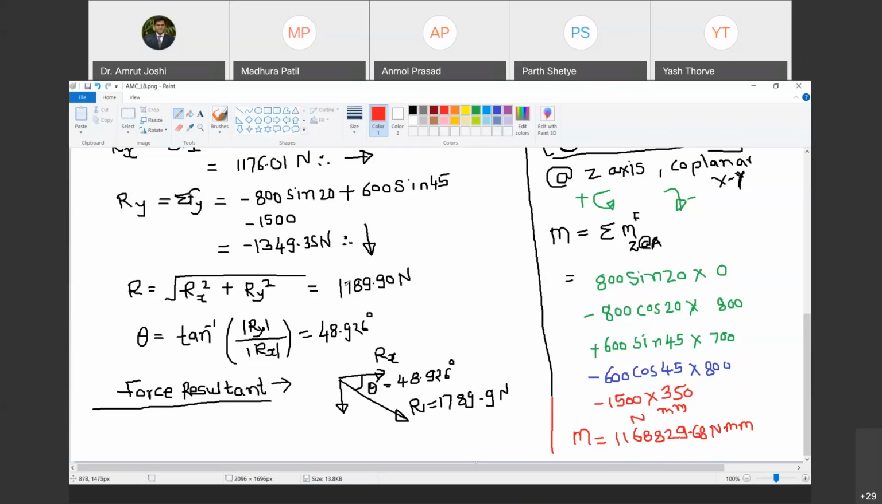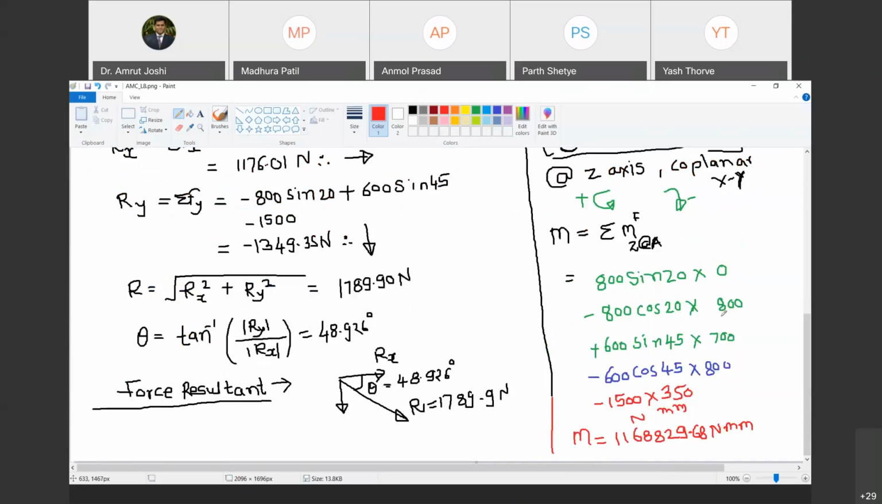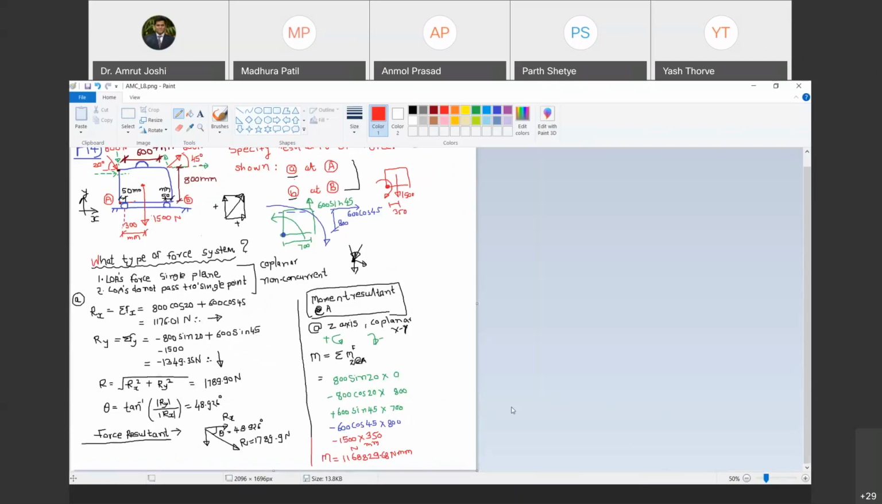So what is the resultant of this force system at A? दो तरीके के रिजल्टेंट है. कौन से? एक मोमेंट रिजल्टेंट और एक फोर्स रिजल्टेंट. So can I now write down the answer? आंसर इसका कैसे लिखना है वो अब देखने की कोशिश करते हैं. Are you with me? Yes, sir.